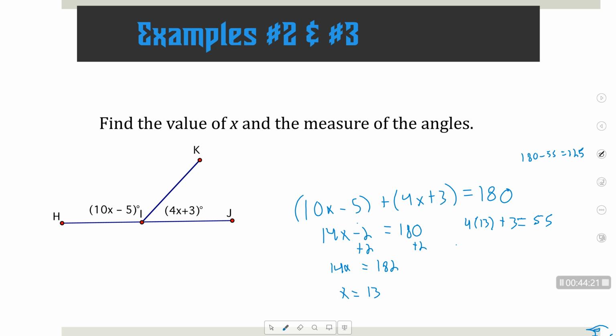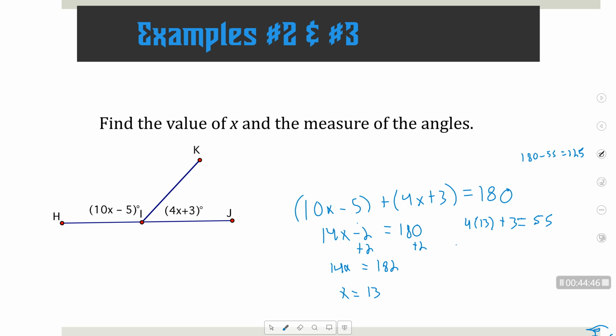So since the straight angle is equal to 180 degrees, we can write out 10x minus 5 plus 4x plus 3 is equal to 180. And then I ended up adding them together and get 14x minus 2 equals 180. Add 2 to both sides. 14x is equal to 182. And then you divide 182 by 14 and get x equals 13. Perfect, x equals 13.